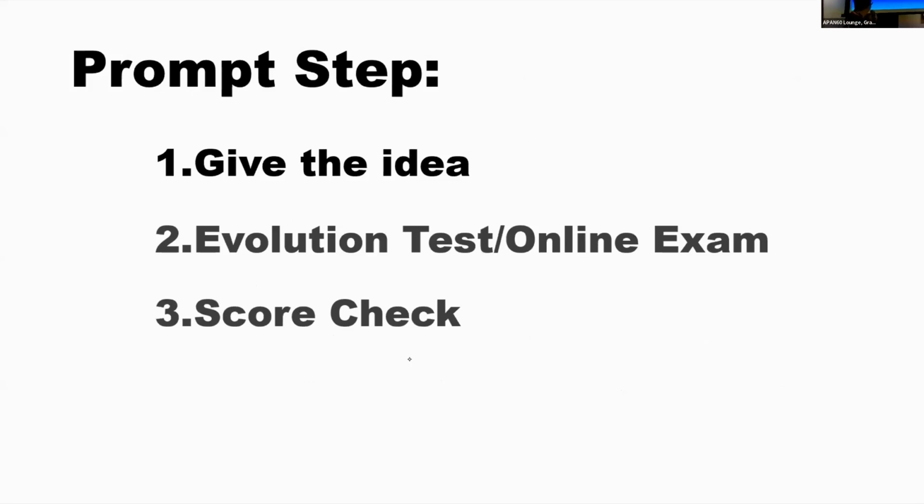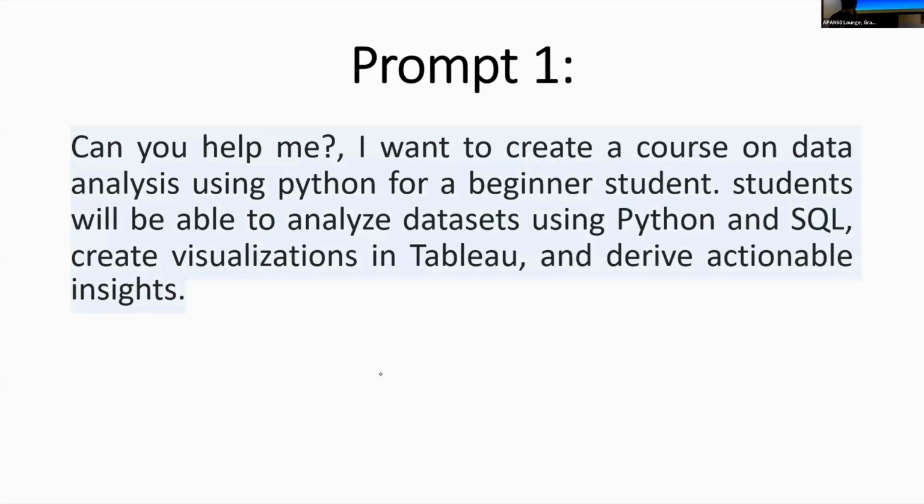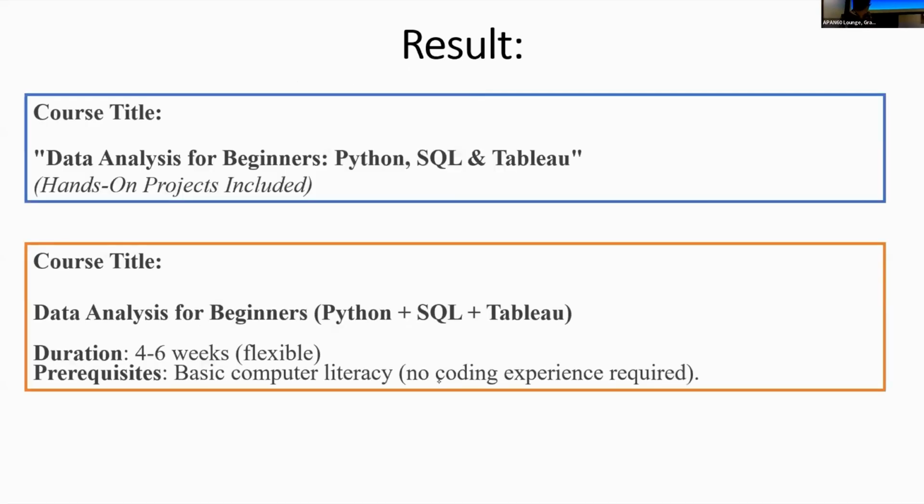For the prompts that I asked AI to help with, there are three steps. One, give my idea to the AI and ask it to create a course curriculum. Then ask AI to make an evaluation, like an online exam, to evaluate the students. And the last one is for score checking. This is the simple sentence that I asked the AI. And then it gave the result.